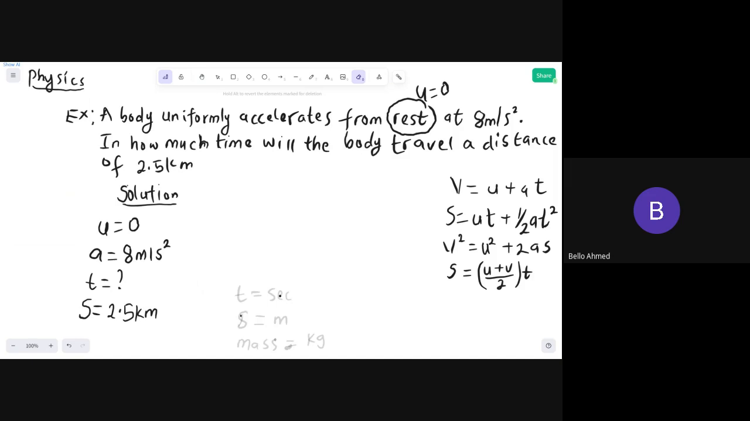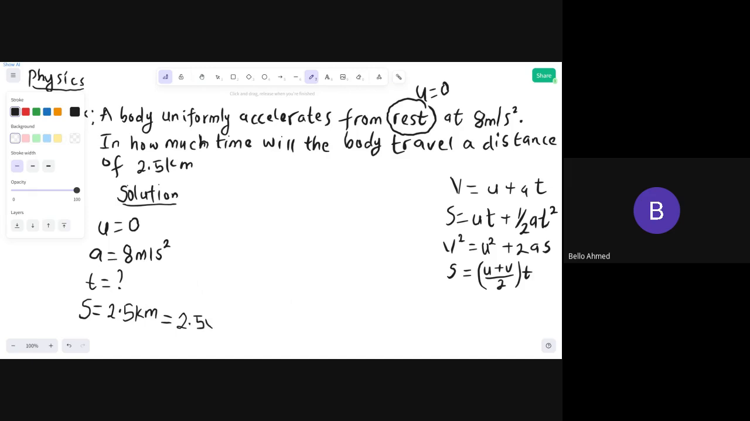Now, having known that, how do we change from kilometers to meters? Well, it's simply by multiplying your distance in kilometers by 1,000. You remove the kilometer, multiply by 1,000, and it automatically becomes meters. Multiply by 1,000, please. So I'm going to say 2.5 times 1,000, and it automatically becomes meters.